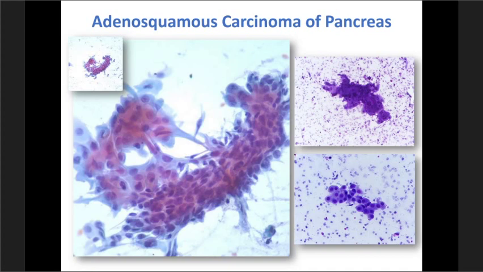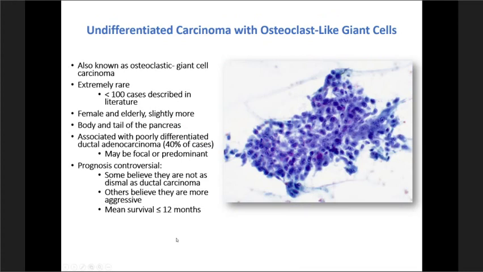rather than clinically managed any further. This is another very interesting case of an undifferentiated carcinoma with osteoclast-like giant cells. Really rare tumors. I think I've seen 3 in my career, mostly noted in female patients and elderly patients slightly more, but literally anyone can get them. Mostly they can be found in the body and the tail of the pancreas. Usually they are not solitary diagnoses, and in the majority of the resections or the aspirates, there would be a component of poorly differentiated ductal adenocarcinoma admixed with this entity itself.